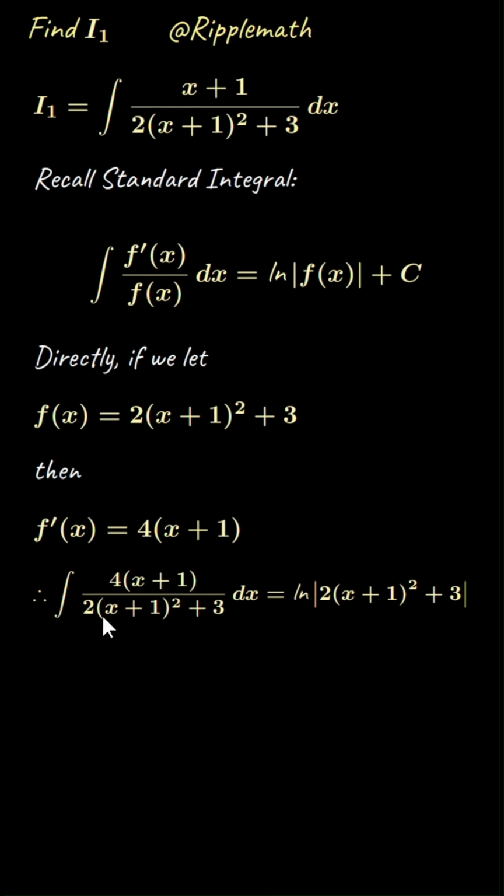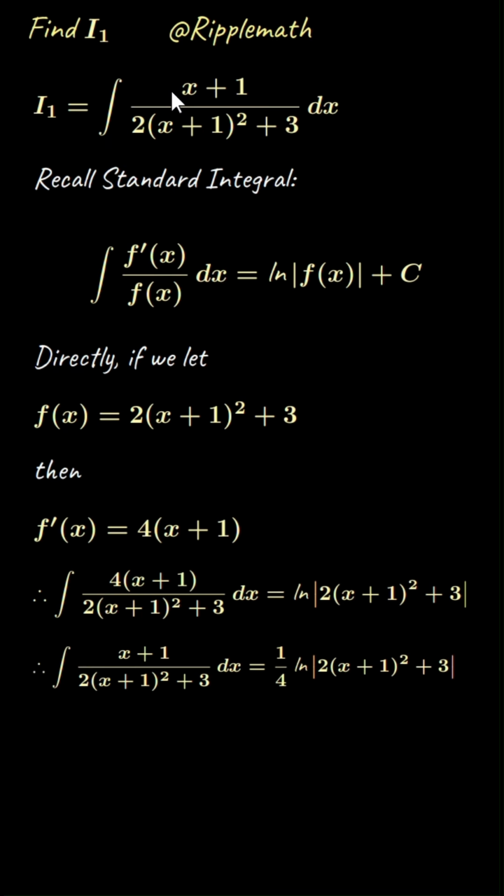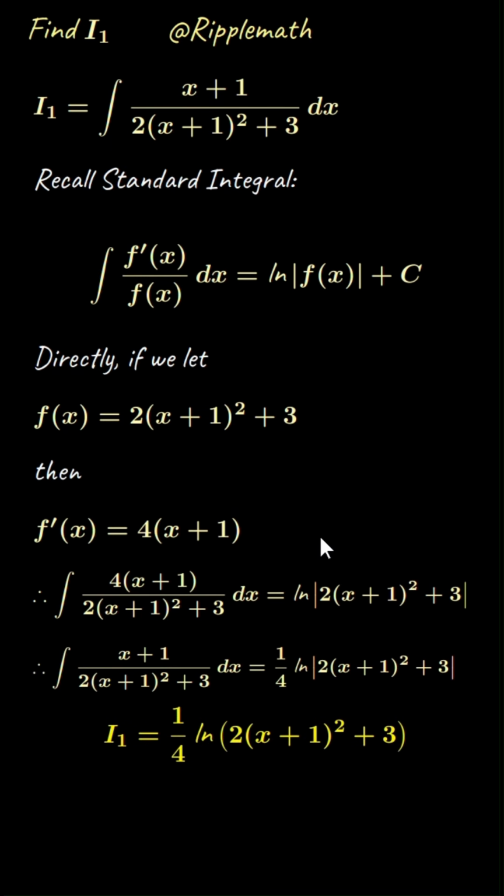Then just using that rule right away, we know that this is true. The integral of 4x plus 1 over 2x plus 1 squared plus 3 is log, and so on. Now that's very similar to this one. The only difference is the 4. So all you've got to do is divide by 4 and you've got your answer. There's I1. Done. Does that make sense?